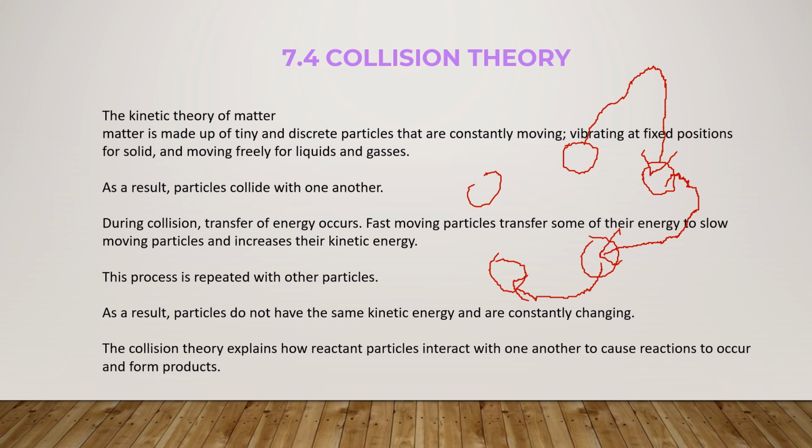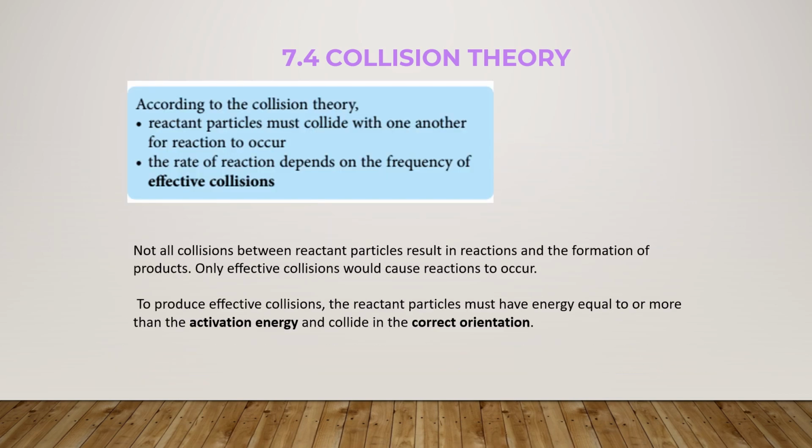So from this theory, from this movement and collision of particles, we can explain how random particles interact with one another and then cause reaction to occur and form products. According to the collision theory, random particles must collide with one another for reaction to occur, and the rate of reaction depends on the frequency of effective collision.